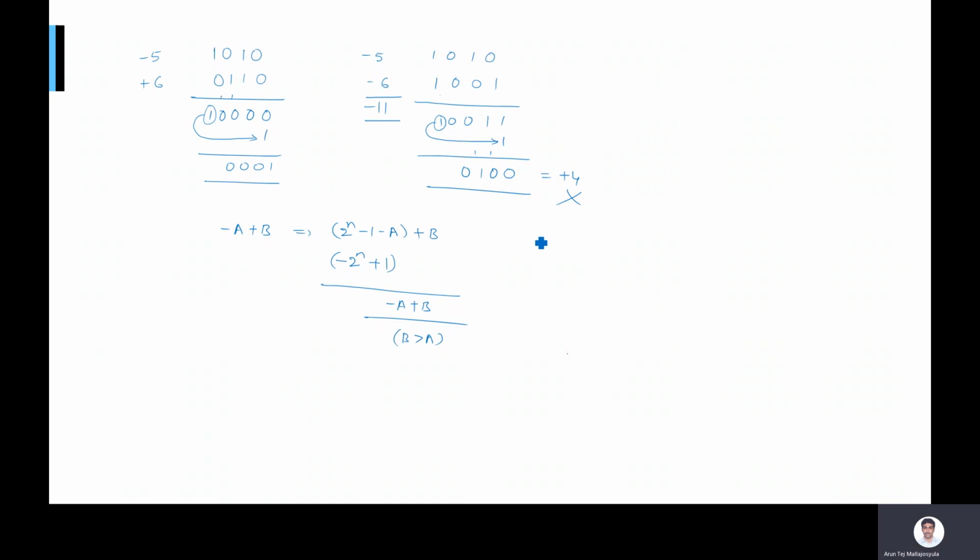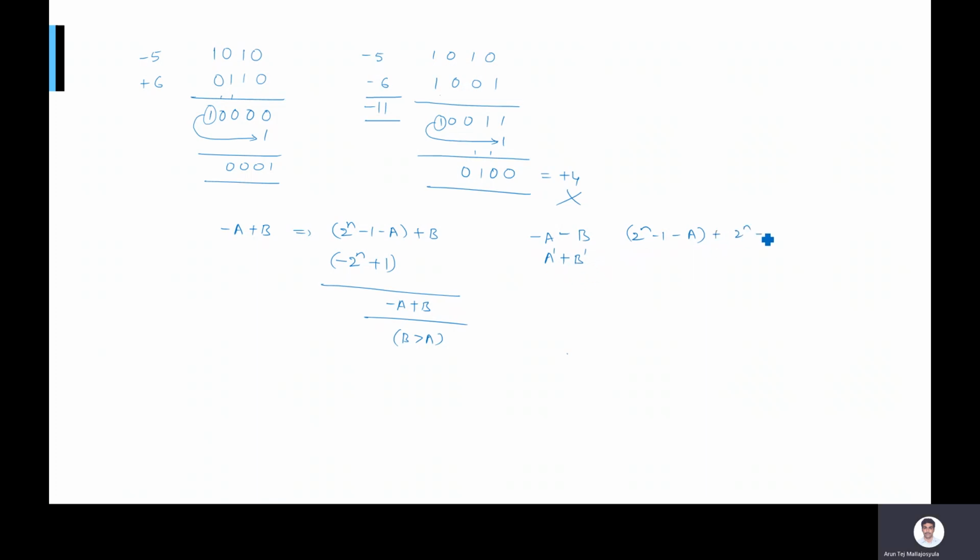You can also check the operation of -A minus B. Okay, of course you have to be within the range of overflow. You should not go out of range. So what is this operation? Minus A in 1's complement is 2 power n minus 1 minus A. So when you do this operation, what are you doing? You're taking A dash plus B dash, right? That's what you're doing.